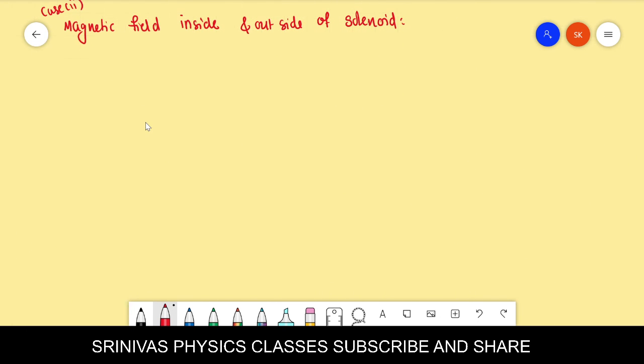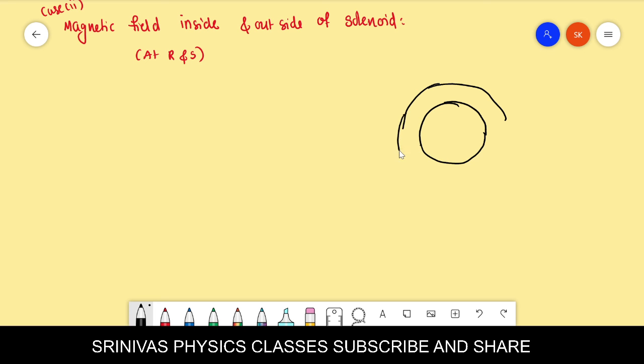What is the field inside and outside of the solenoid? You see here, I want to know it at R and S. Look here very carefully, and if you have any doubt you can ask me. You may feel it is a little tough, but try to understand. It is very simple if you know Ampere's circuital law.